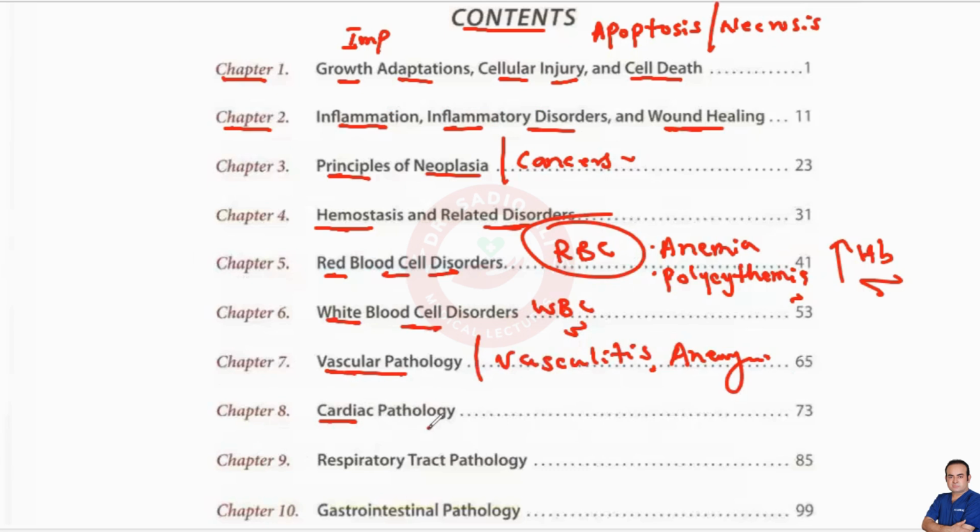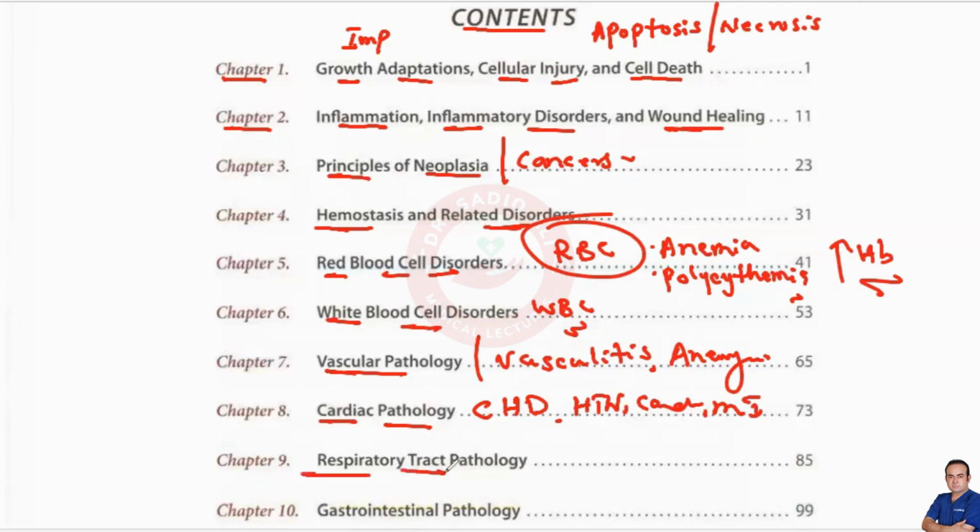Then cardiac pathology. In cardiac pathology, we will discuss congenital heart diseases. We will discuss, for example, hypertension. We will discuss cardiomyopathy. We will discuss myocardial infarction. We will discuss angina. There are a lot of problems coming out from the heart, and we will discuss those one by one.